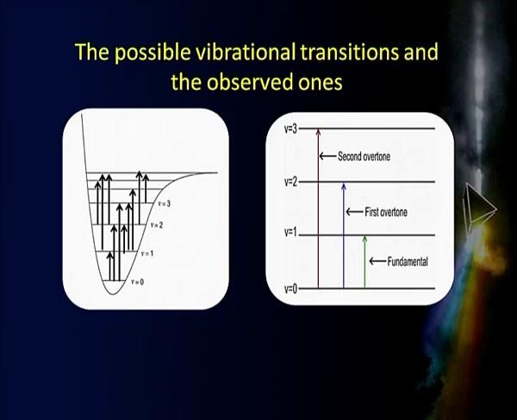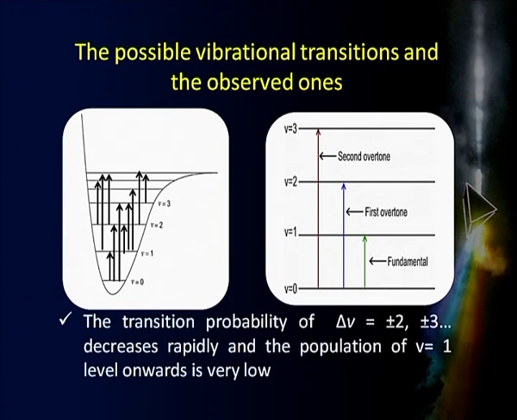The reason for that is that what you observe here is only the fundamental, that means from 0 to 1 transition, the first overtone from 0 to 2 and the second overtone from 0 to 3. The reason for this is that the transition probability of delta V equal to plus minus 2, plus minus 3 and so on and so forth decreases very rapidly. And secondly, the population of levels from V equal to 1 onward is very low. So, you do not expect many transitions to originate from V equal to 1, 2, 3 and so forth levels. And secondly, any transitions which involve larger changes in delta V are going to be of very low transition probability, meaning the intensity is going to be negligible, and we will not be observing them.